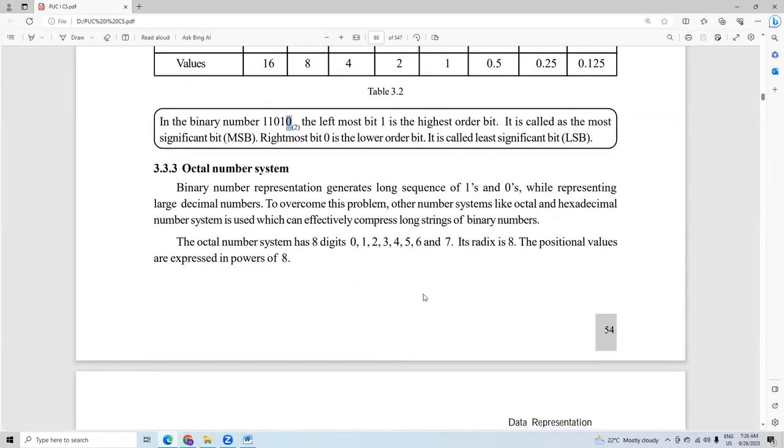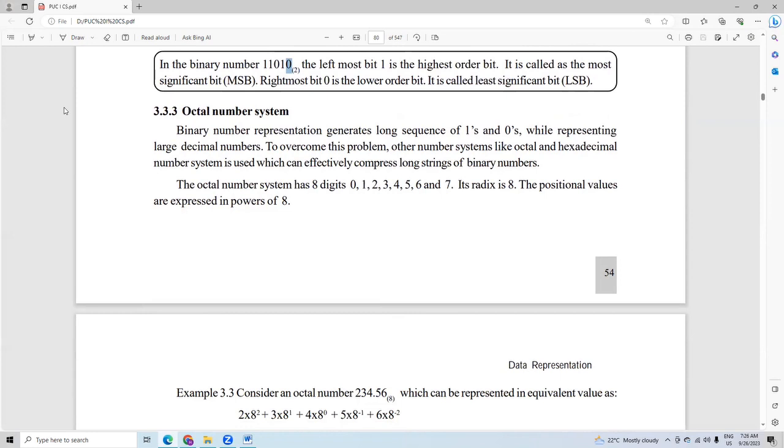Right. Next we have the octal number system. Whenever you are studying a number system, what you should see first is the base or radix. The radix or base of the octal number system is 8, not 7. The radix is 8, but the digits it represents range from 0 to 7.